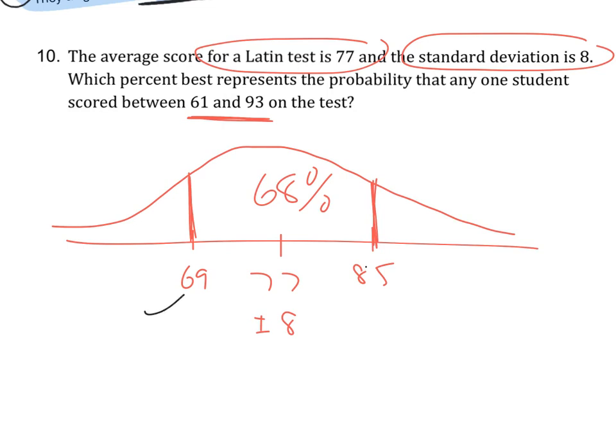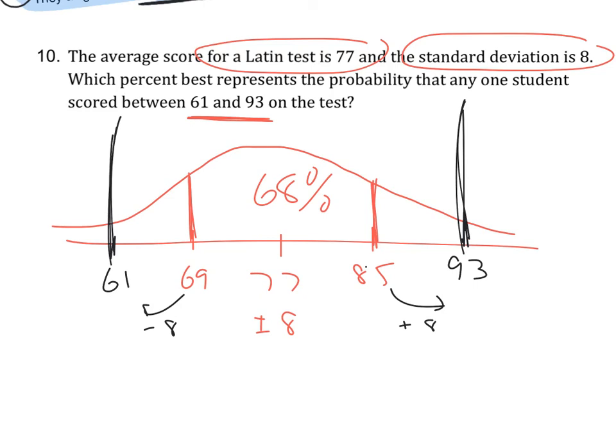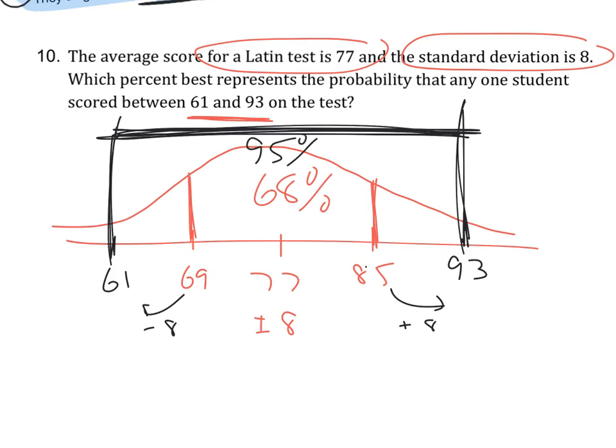I could then add and subtract another standard deviation. I could add and subtract another 8. That would put me between 61 and 93. That's the range that contains 2 standard deviations from the mean. So since you know that within 2 standard deviations of the mean, 95% of the data must fall, one way to get this answer of 95% is to draw out your chart.